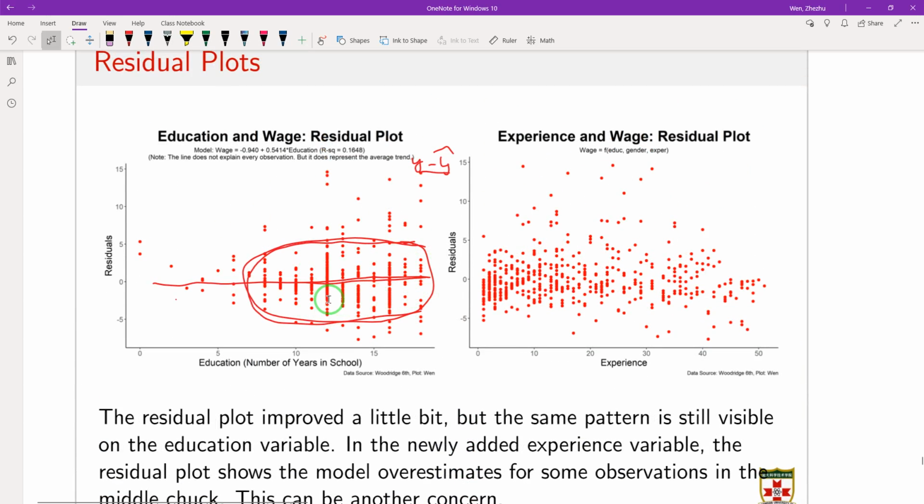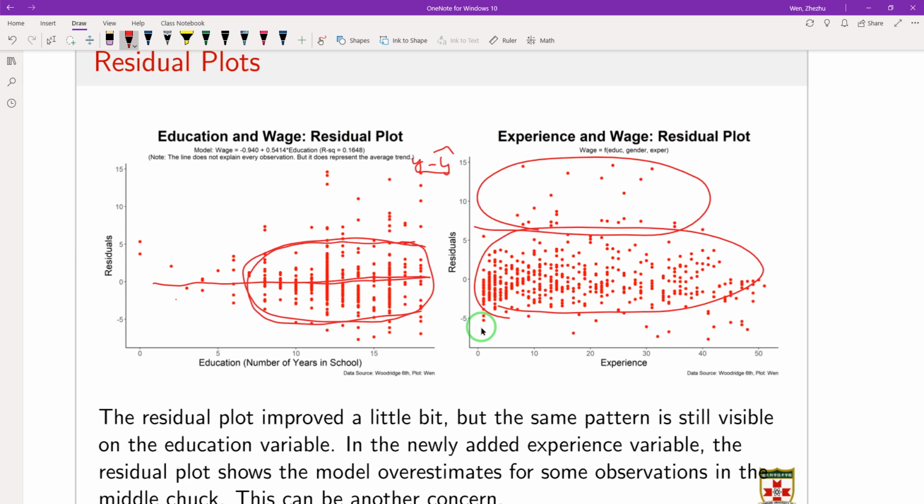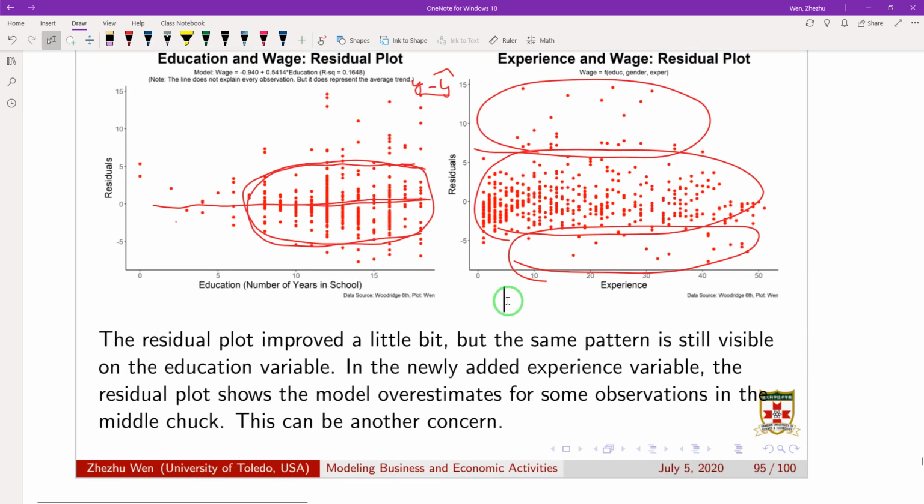You need to continue to add more predictors that can explain the relationship between education and hourly wages. This is experience. We also need to compare experience because we added a new predictor here. In this case, this is much better, but you still have a lot of underestimation and overestimation here and here, okay, that needs to be explained. You cannot fix the residual plot perfectly, but you need to know the bottom line.